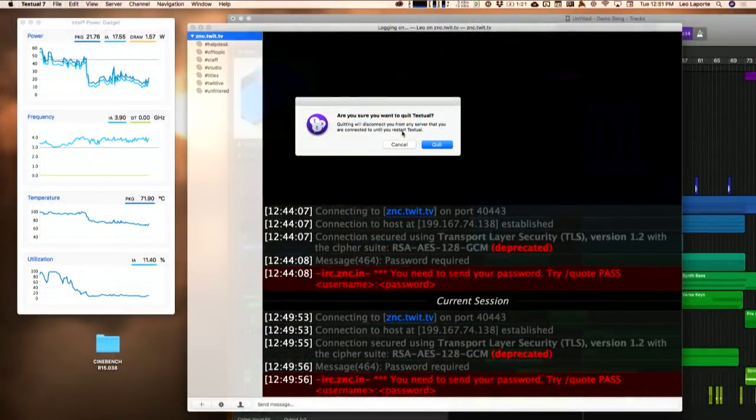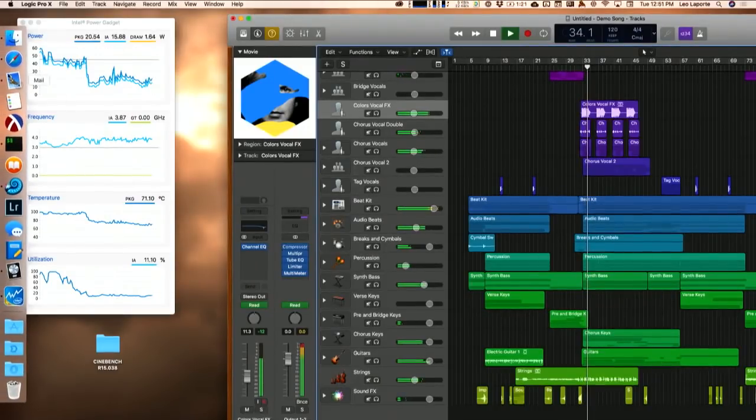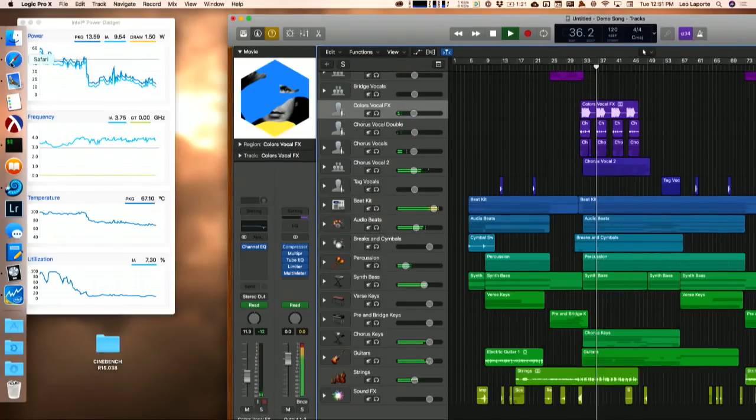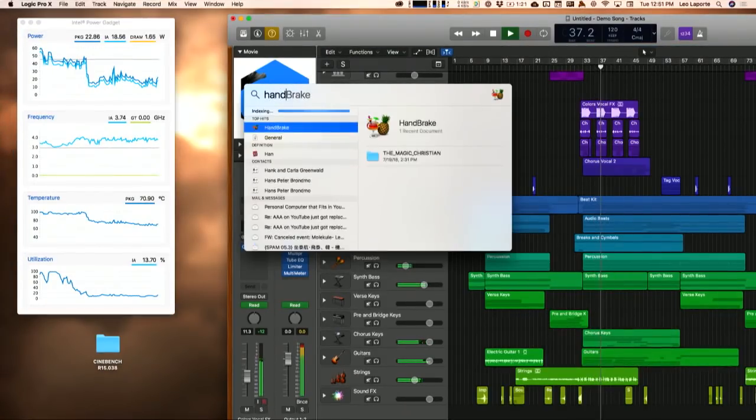Seems to be working. Not throttling. Of course, I have the eGPU on. Maybe I should run a movie while we're doing this. Let me run Handbrake. I can bring it to its knees. Watch.